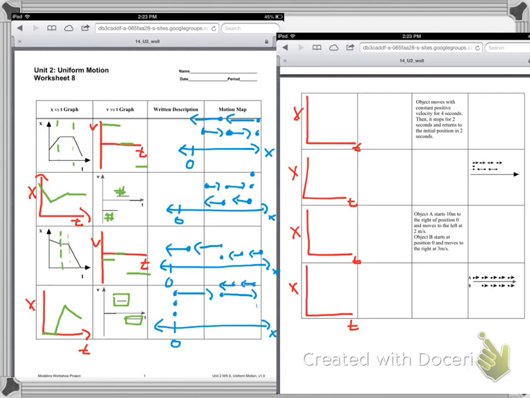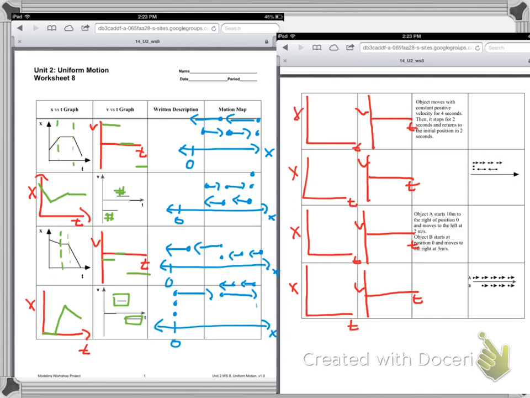So we have all the position time ones. We'll add all the velocity time ones. So now, again, we will have to start looking at the written description.